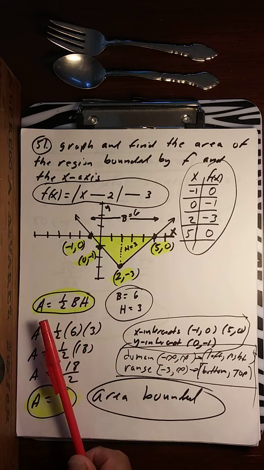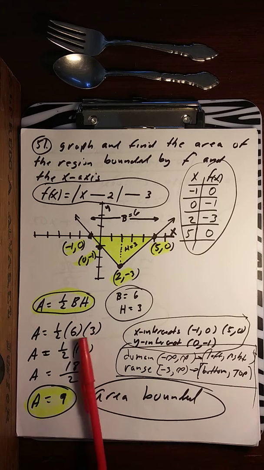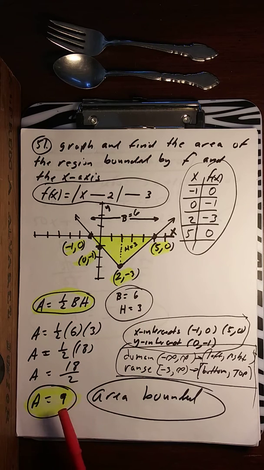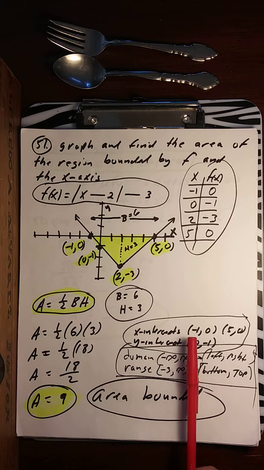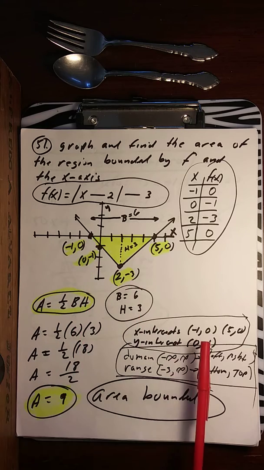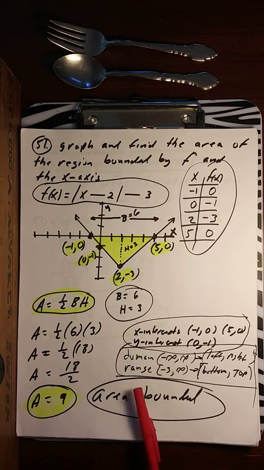So area equals 1/2 base times height. 6 and 3 is 18. 18 over 2 is 9. So the area bounded is 9. X-intercepts, negative 1, 0, and 5, 0. Y-intercept, 0, negative 1. Domain, negative infinity to infinity. Range is from negative 3 to infinity.